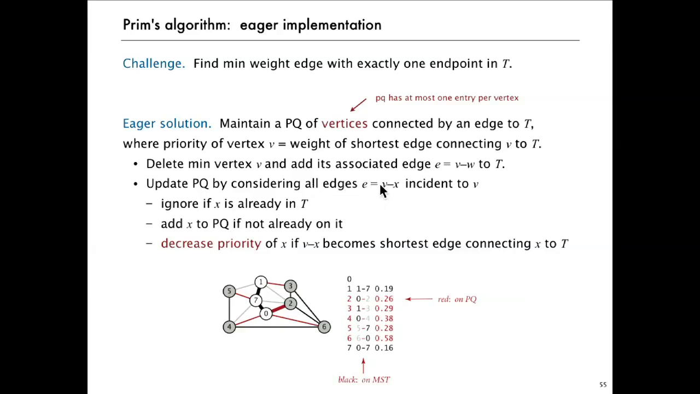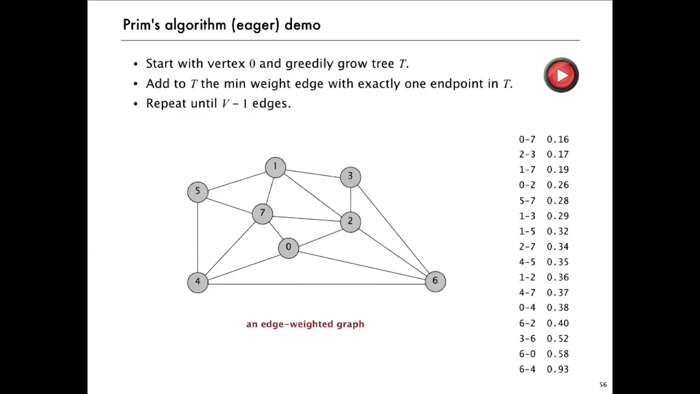So how do we update the priority queue? We have this vertex that's now on the tree. We consider all the edges that are incident to that vertex. If they point to a tree vertex, then we're going to ignore it. There's no problem. If it's not already on the priority queue, we're going to put that new vertex on the priority queue. And then the other thing is, if the vertex is on the priority queue and we just found a shorter way to get to it, then we're going to have to decrease the priority of that vertex. So let's look at how that works in a demo.